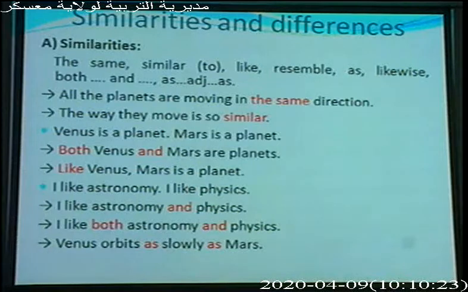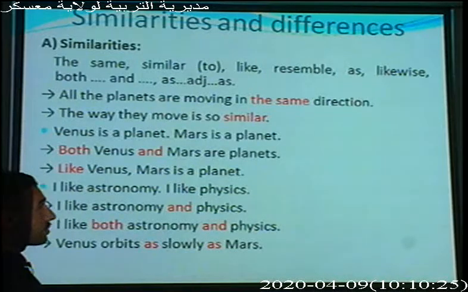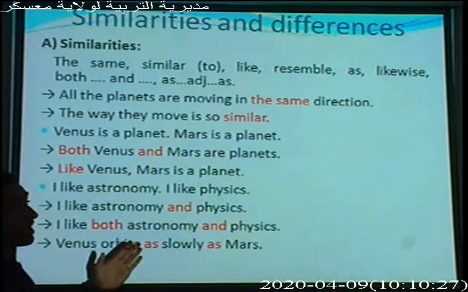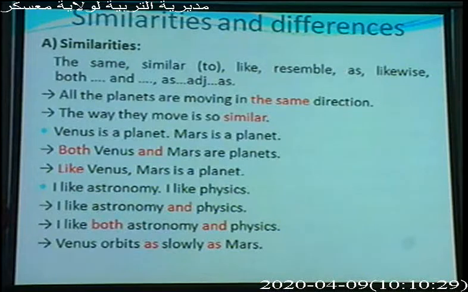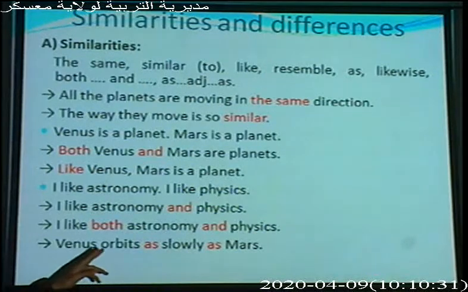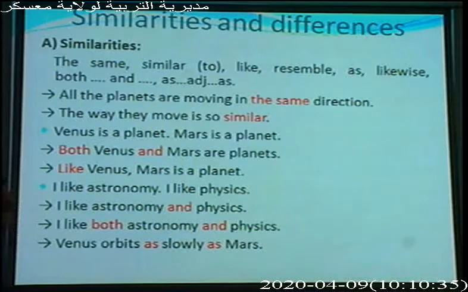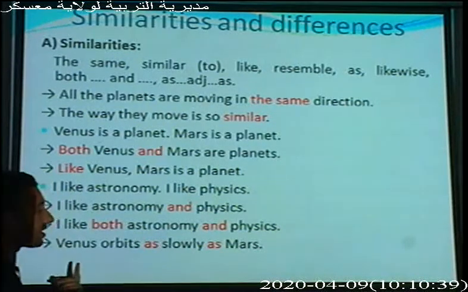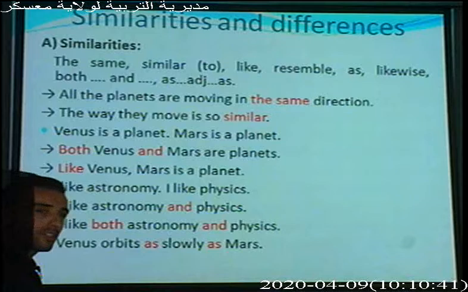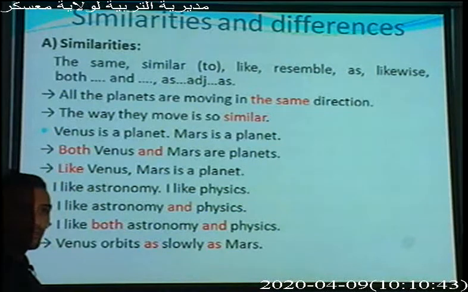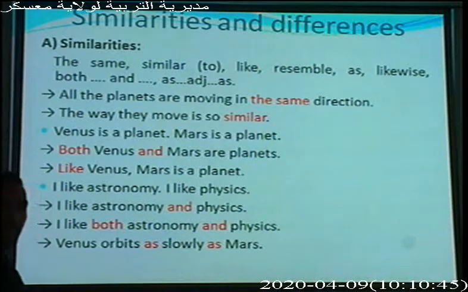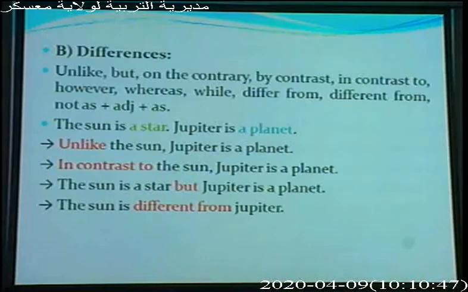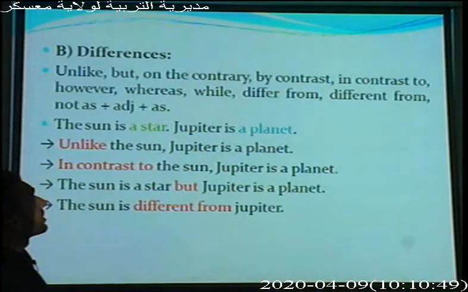And the last example to be given is about as, adjective, as, that was previously explained. Venus orbits as slowly as Mars. Here we are talking about the motion of the two planets, Mars and Venus, and that they are turning around the sun, for example, slowly or too slowly.